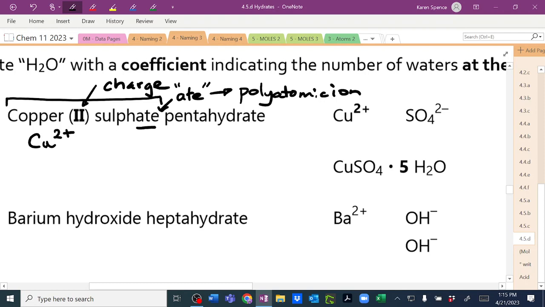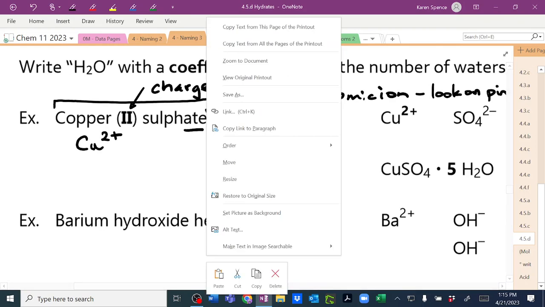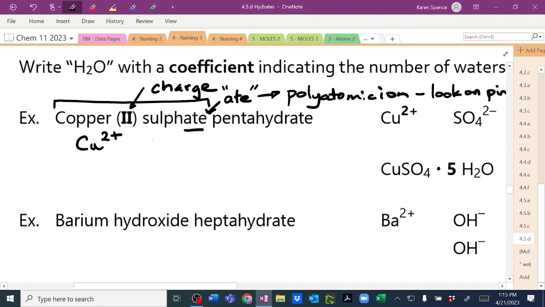So you look on the pink sheet. So look on the pink sheet for sulfate, and you will find it is SO4 with a 2-.